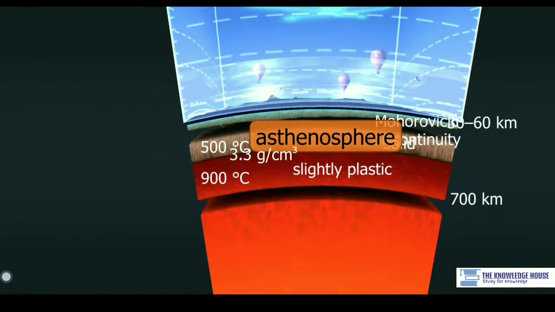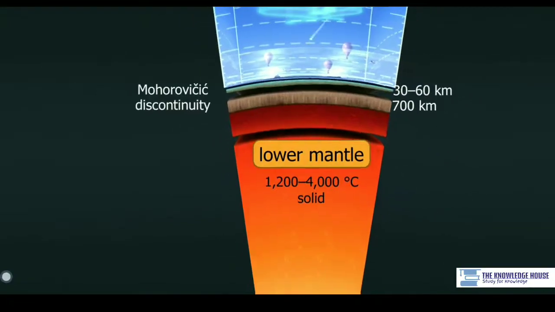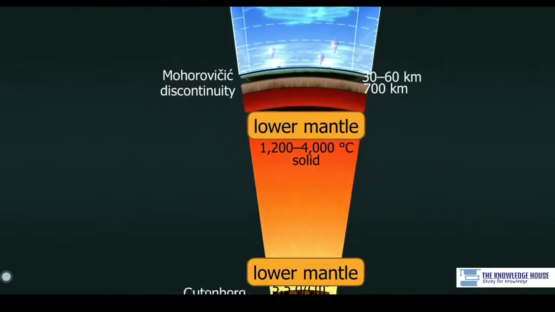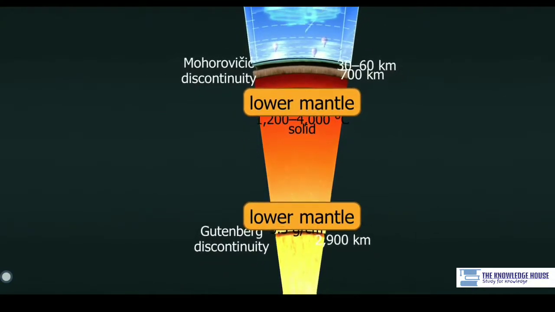The lower mantle is composed of solid rocks. The amount of heavier metallic components found in the lower mantle increases with depth. The mantle core boundary, called the Gutenberg discontinuity, is located 2,900 kilometers below the Earth's surface.